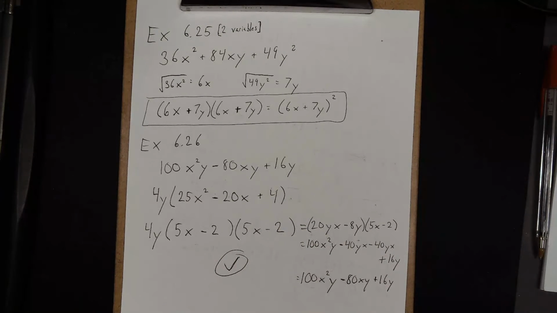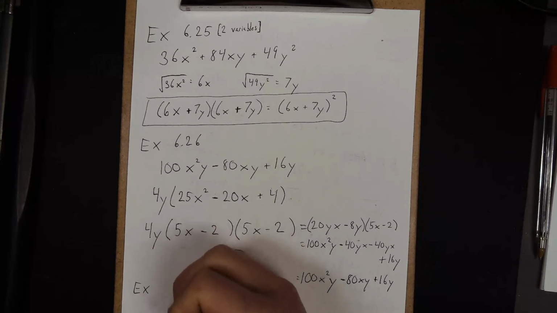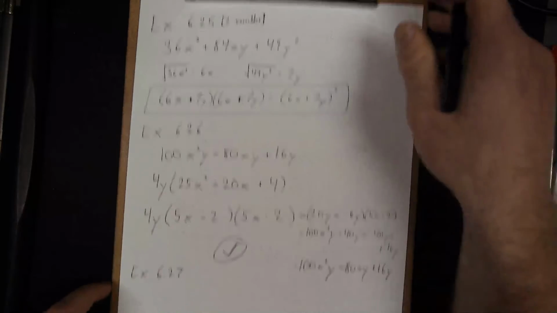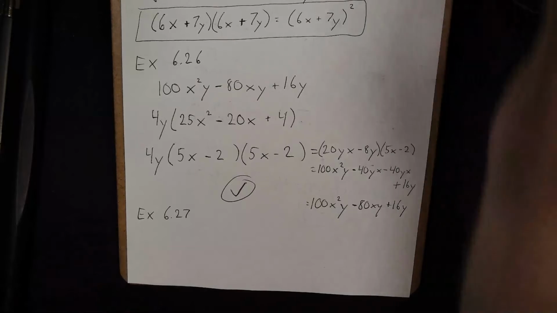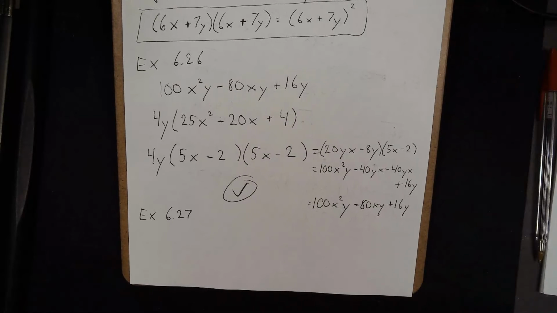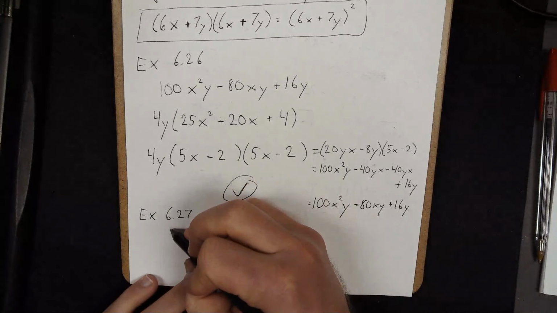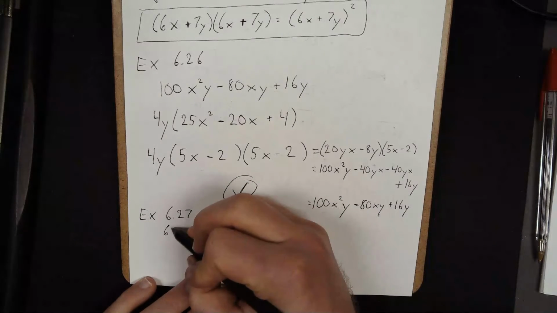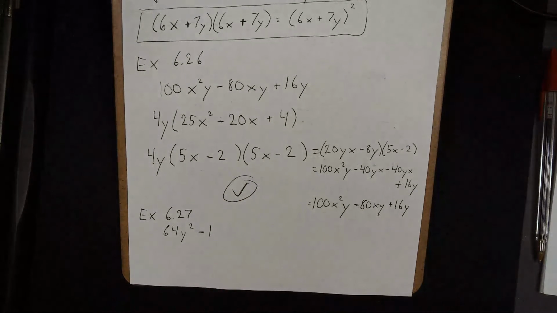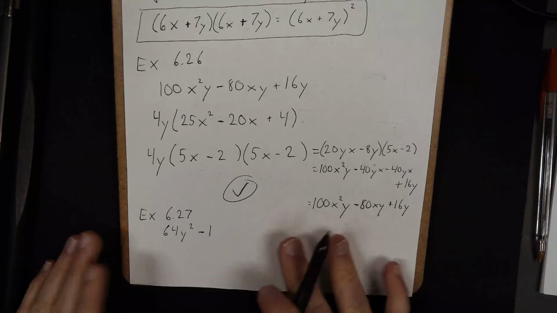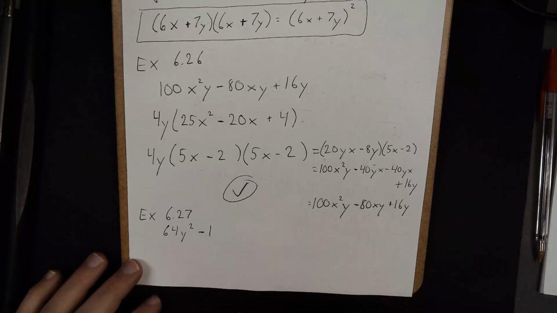Okay. Last one. Example 6.27. This is a quick one. So here's our polynomial. Notice I didn't say trinomial this time. It's just two terms. We're missing a middle term. There's no middle term. But we do the same thing as before. And the fact that there's no middle term actually makes our job easier.